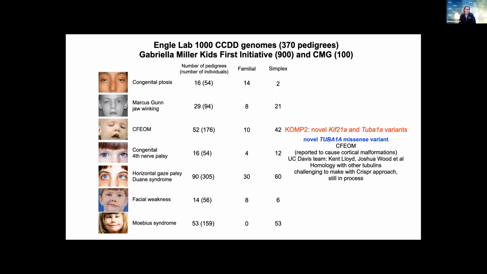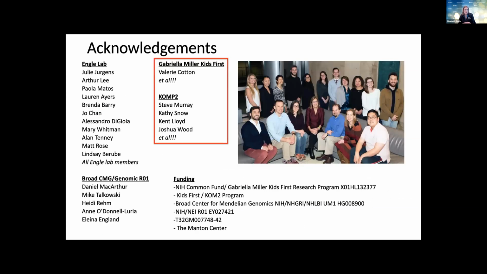We've also identified specific TUBA1A missense variants. That's a new genetic cause of CFUM, and the Comp2 UC Davis team is generating this mouse. It's quite difficult to make because of homology, and they've tried multiple attempts to generate it. So in closing, I hope this highlighted how we use both mice and zebrafish.